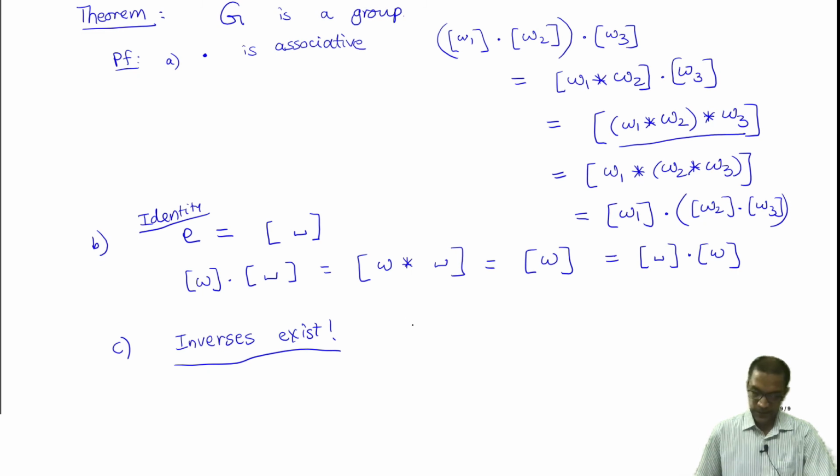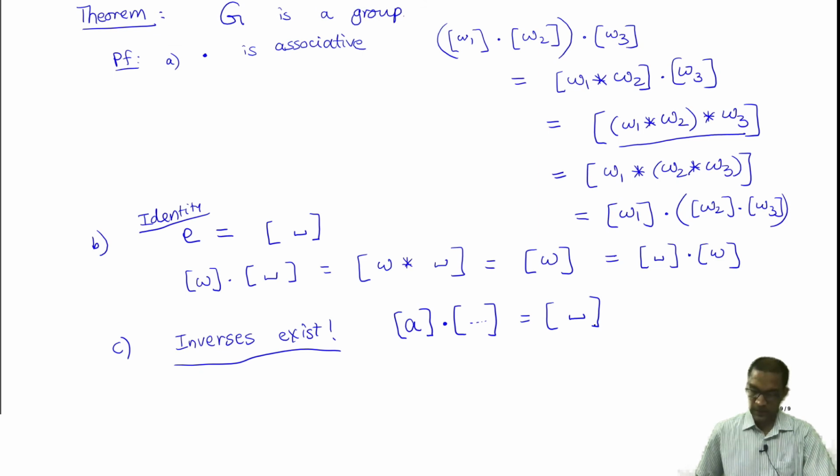For a start, let's just look at the two basic generators A and B, the alphabets. If I take the equivalence class of the word A, the question is, what is the inverse of this guy? In other words, what equivalence class should I put here so that this product gives me the identity element? And remember, the identity element is the equivalence class of the empty word.